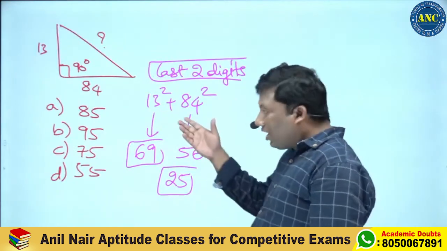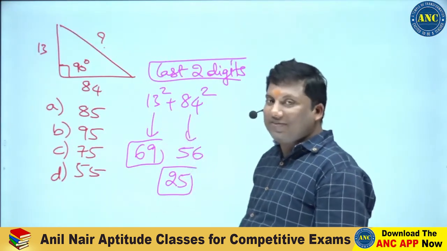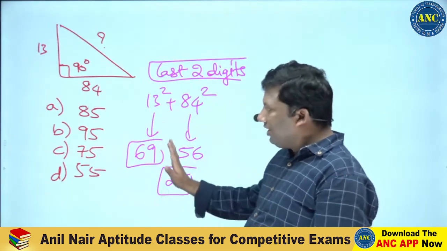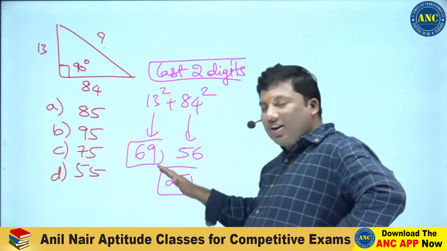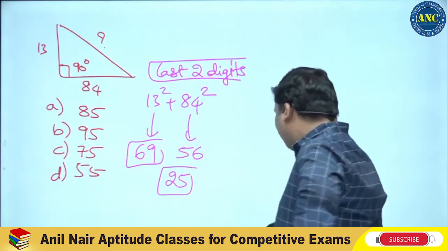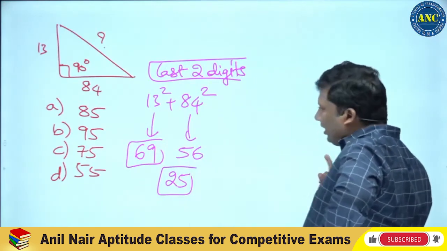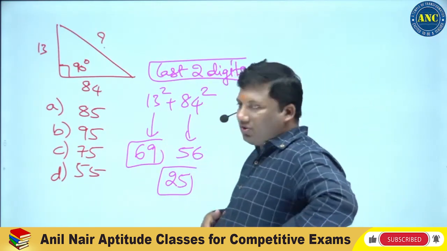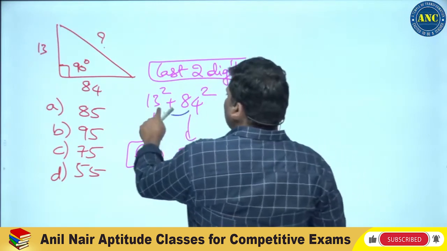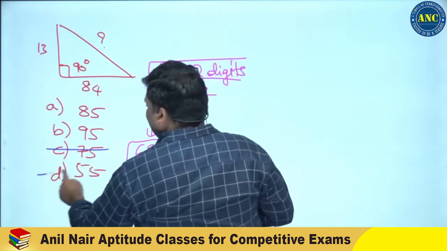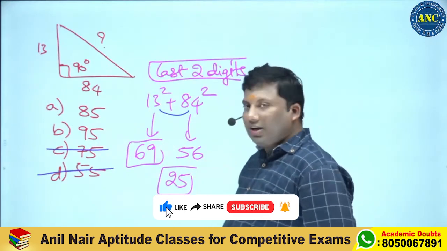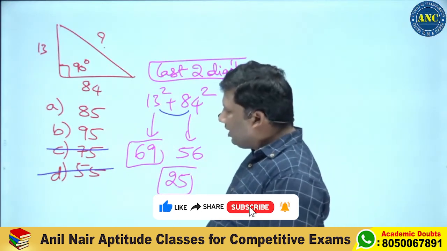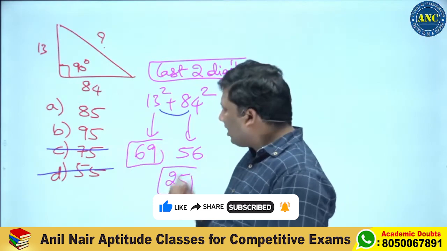Last two digits. What if that case fails? I hope the idea is clear. 13 square plus 84 square. In all the cases the last two digits are 25. I deliberately gave all the cases with the same last two digits. 84 square plus a positive value. How can it be 75 or 55? To 84 square I am adding a positive value, so how can it be 75 and 55? These two cases I eliminated.